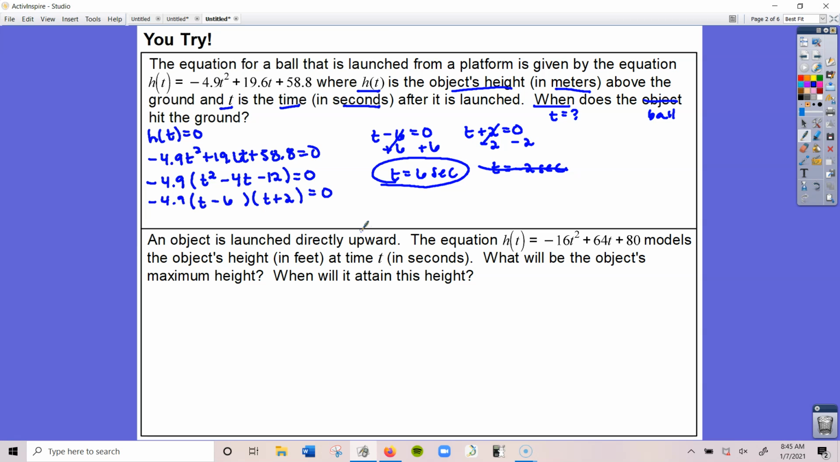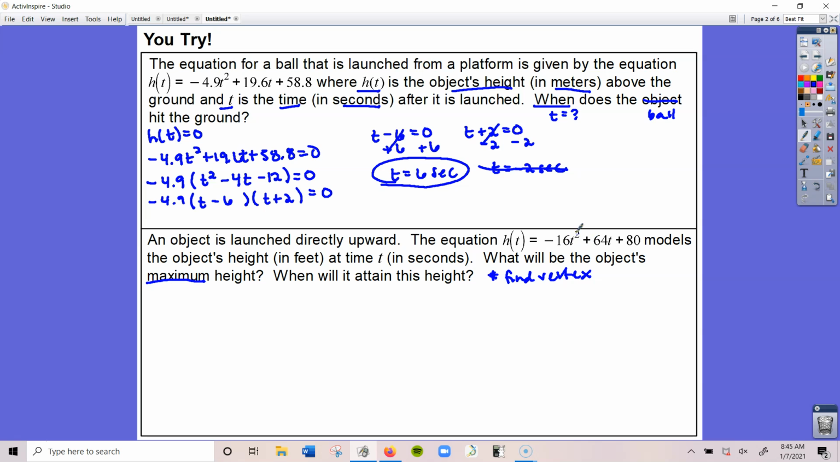An object is launched directly upward. The equation h of t is equal to negative 16t squared plus 64t plus 80 models the object's height in feet at time t in seconds. What will be the object's maximum height, and when will it attain this height? So again, we see this word maximum. That means we need to find the vertex.